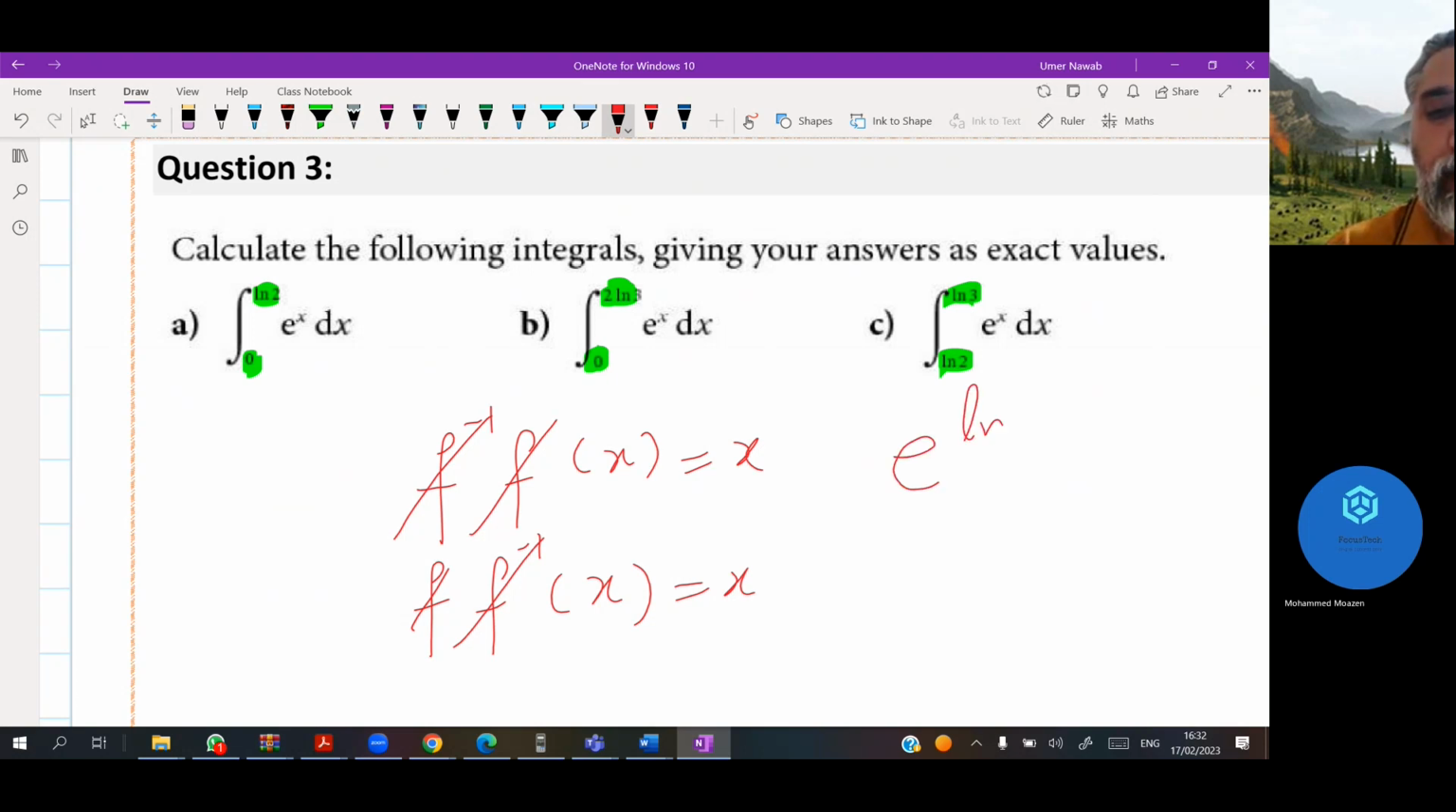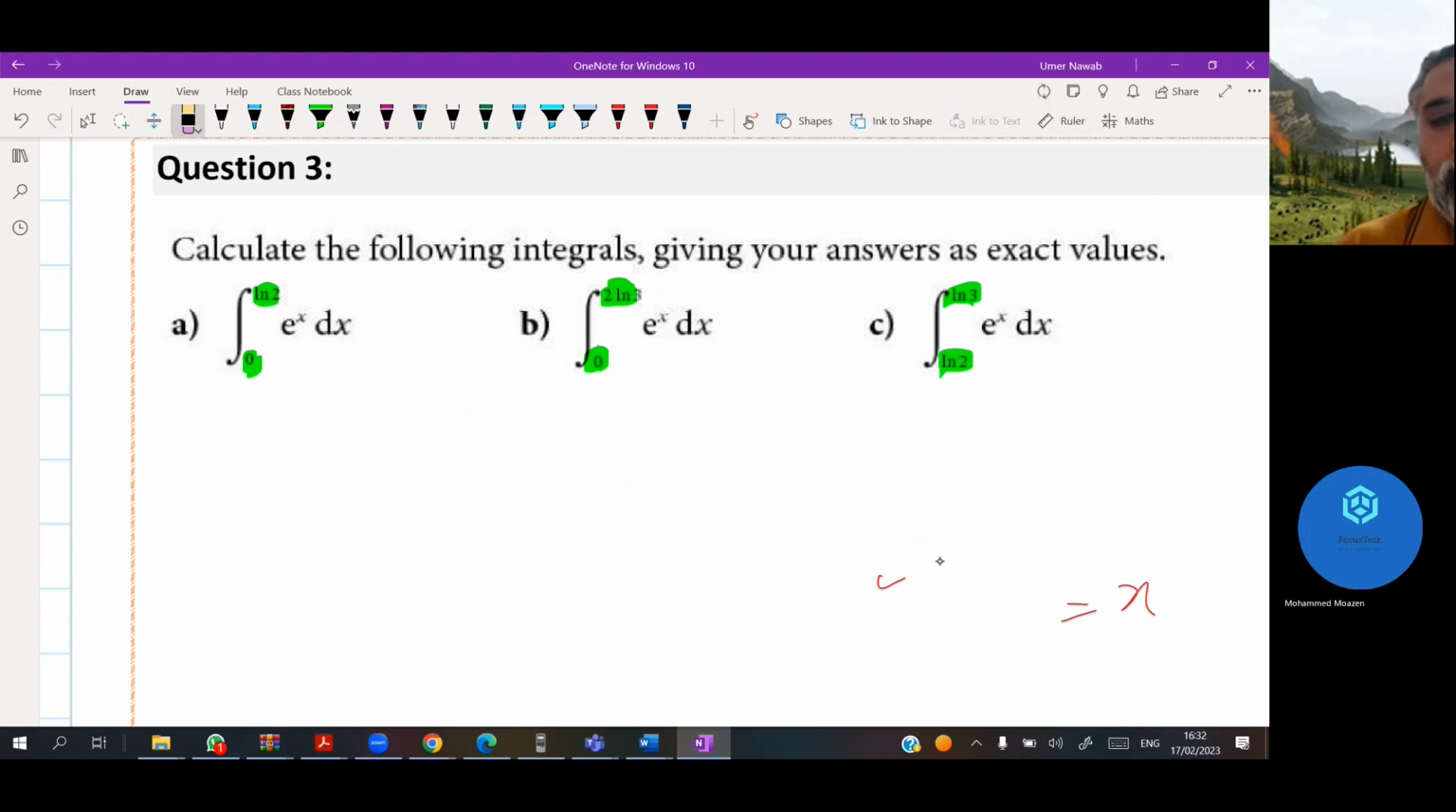So e raised to ln of x: they can cancel each other and the answer is x. And if you write ln of e raised to the power x, e and ln cancel, and again the answer is x. Or you can use the power property: x goes to the front, and ln of e is always equal to 1.